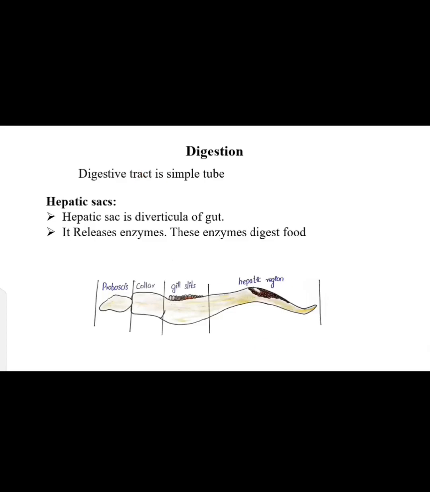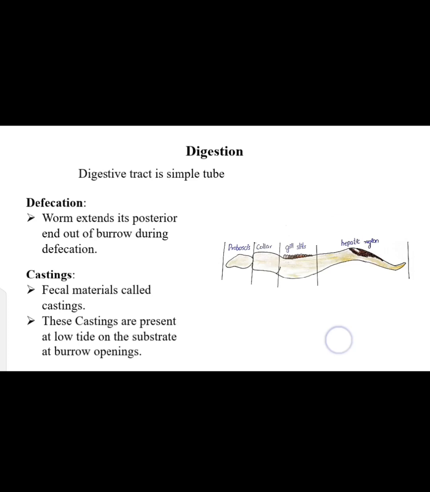Digestion. The digestive tract of an acorn worm is a simple tube. The hepatic sac is a diverticulum of the gut. It releases enzymes. These enzymes digest food. The worm extends its posterior end out of the burrow during defecation. Fecal material is called castings. These castings are present at low tide on the substrate at burrow openings.